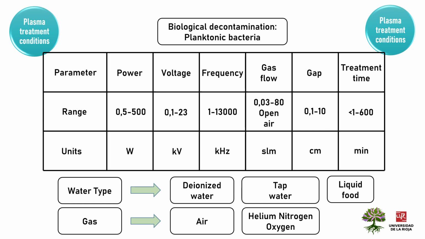Let's move to the plasma treatment parameters. In the next slides, there are different values for each parameter, depending on the final purpose. For instance, for planktonic bacteria inactivation, the power is between 0.5 and 500. Then the gas flow could be open air or from 0.03 to 80 standard liters per minute. Related to the type of water, the deionized is the most used, but some researchers also work with tap water or liquid food. Finally, air is the winner gas, but there are other ones such as nitrogen or oxygen.